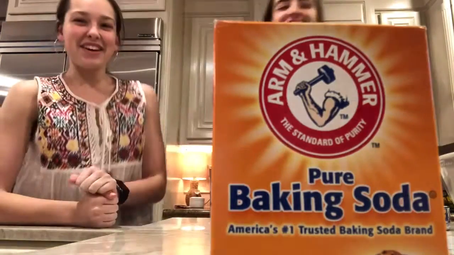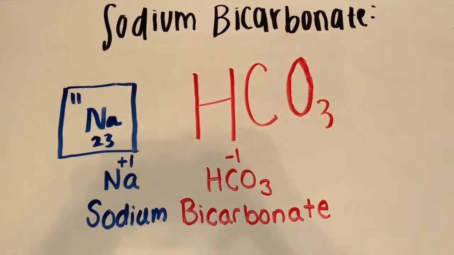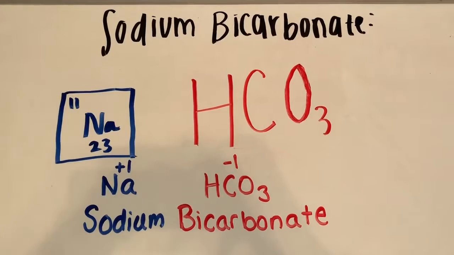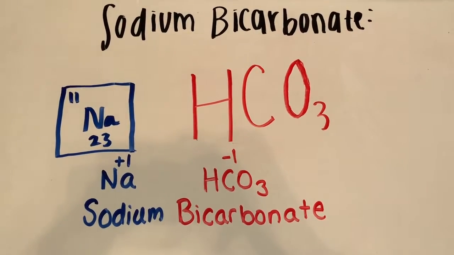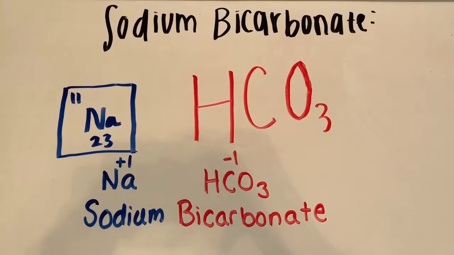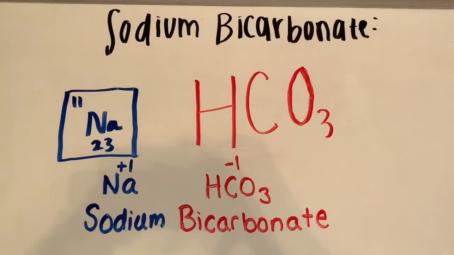Another ingredient we use is baking soda. And baking soda has a chemical formula of NaHCO3. This is also an ionic bond, but there's a polyatomic ion. The polyatomic ion is bicarbonate, or HCO3, and it's bonded with sodium. Sodium has a charge of +1, but bicarbonate has a charge of -1, so it's balanced, and that's why it's called sodium bicarbonate. We'll see you after school.